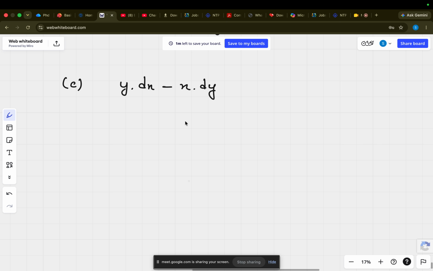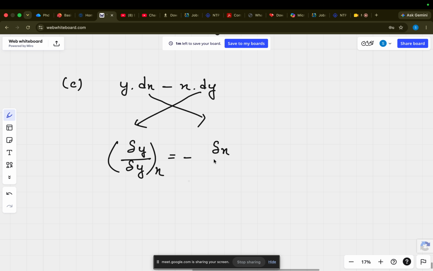Done. So what do we have to do? dy will come to this side and dx will come to this side. So write down what I will get. Del y by del y at constant x is equal to minus del x by del x at constant y. So this cancels, this cancels. What I am getting? 1 is equal to minus 1. So 1 is not equal to minus 1, right? Yes, sir. So that means this is also not an exact differential.